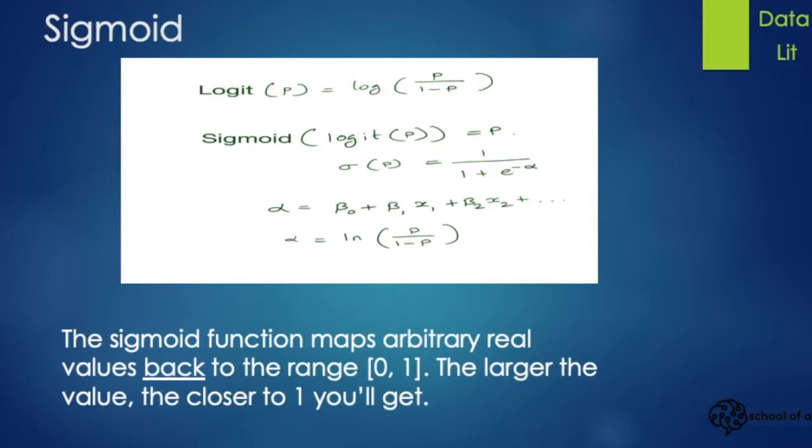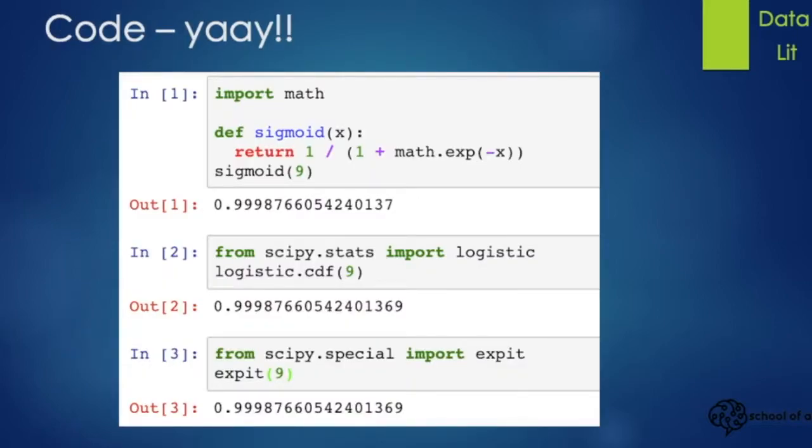Here the sigmoid function maps arbitrary real values back to the range of 0 to 1. The larger the value, the closer to 1 you will get. That means certainty. Now let's get into code. How can we code this sigmoid function in Python? We have to import the library called math. Then we define a function, sigmoid of x. When we give the x value, it will return the sigmoid value for that particular x: 1 divided by 1 plus math.exp of minus x.